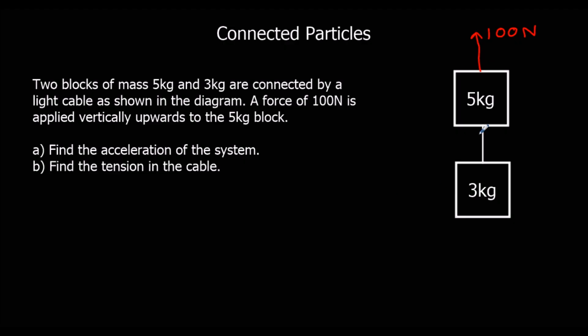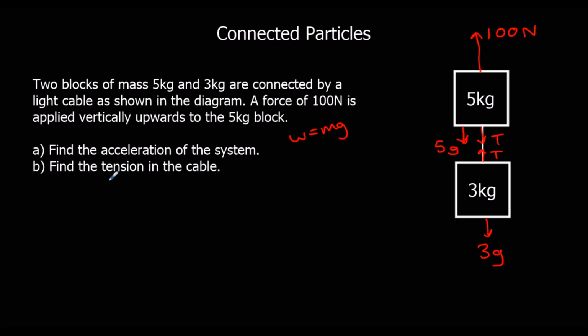So we've got a T going down and a T going up, and we've also got the weights of the blocks. So for the 5 kilogram block, that's 5g, because weight is mass times gravity. And for the 3 kilogram block, that's 3g. So find the acceleration of the system.